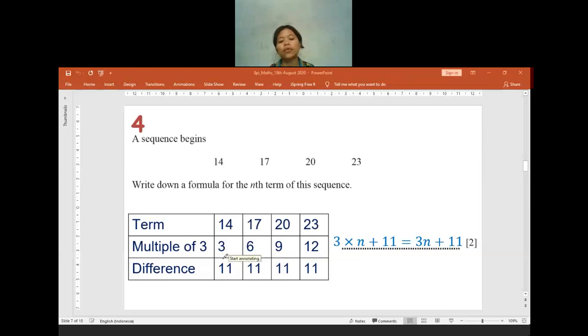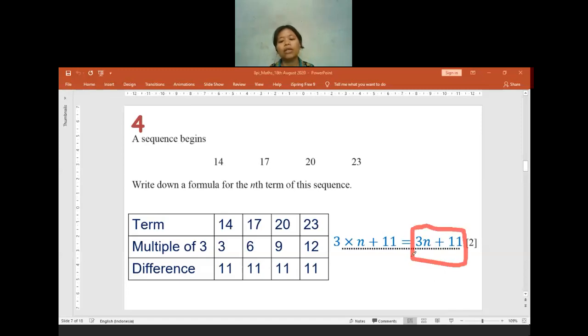After that, we find the difference between the term and the multiple of 3. 14 minus 3, the answer is 11. 17 minus 6, the answer is 11. That's why the answer for question 4 is 3n plus 11.